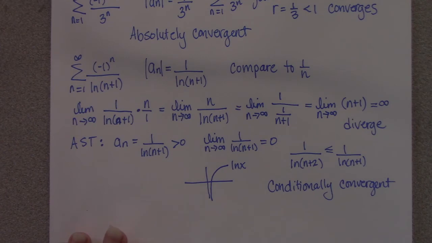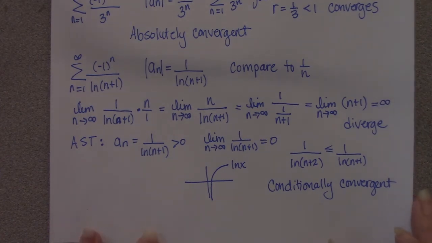Are there any questions on this? So if you test for absolute convergence and it converges, you're done. If it fails absolute convergence, you still have to apply the alternating series test. Okay? All right. Any other questions on that? No? All right. So I'm going to show you something fun.